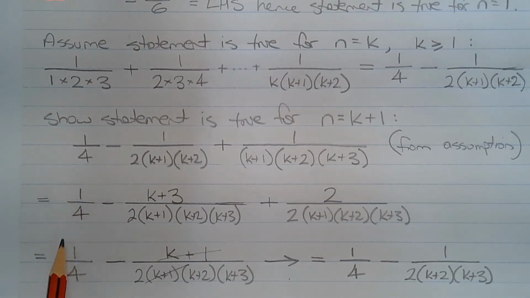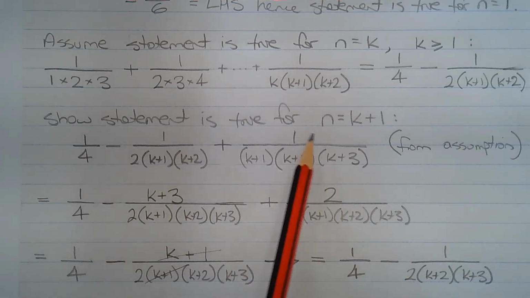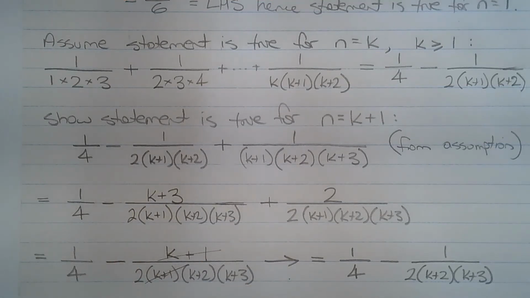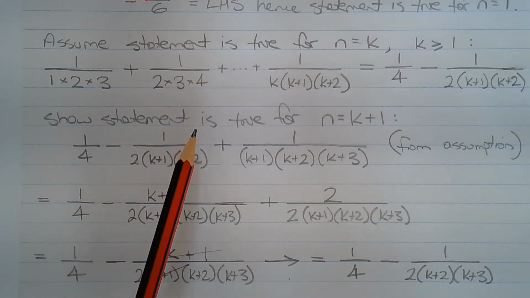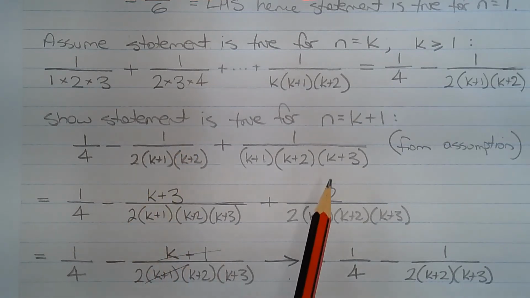And that equals 1/4 − (k+3)/(2(k+1)(k+2)(k+3)) + 2/(2(k+1)(k+2)(k+3)). So we are adding these two fractions together by finding a common denominator: multiplying this fraction by (k+3)/(k+3), hence why we have a k plus 3 here and a k plus 3 there, and multiplying this fraction by 2 over 2. So we have two fractions now with a common denominator, and now we can add the numerators together.